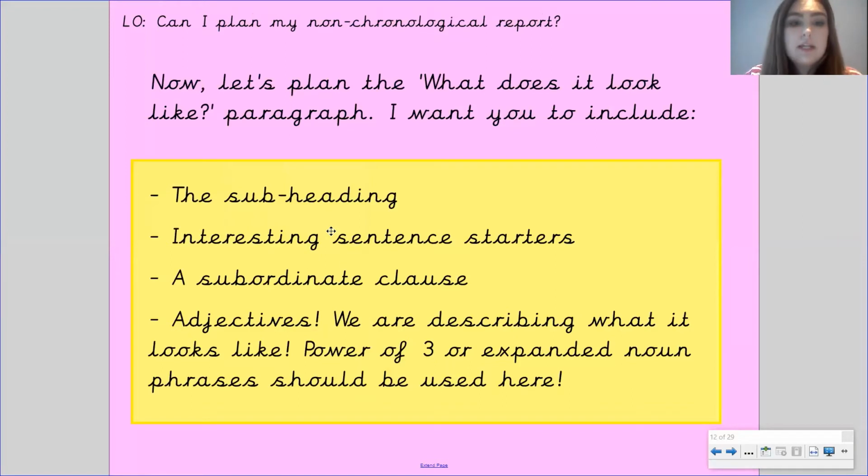Okay, so the next part that we're going to plan is the what does it look like paragraph. Now in this paragraph, I want you to include the subheading, interesting sentence starters, a subordinate clause, and adjectives. Remember, we are describing what this looks like, so it would be silly of us not to include any adjectives. So if you want to use the power of three or expanded noun phrases, they should be used in this paragraph.